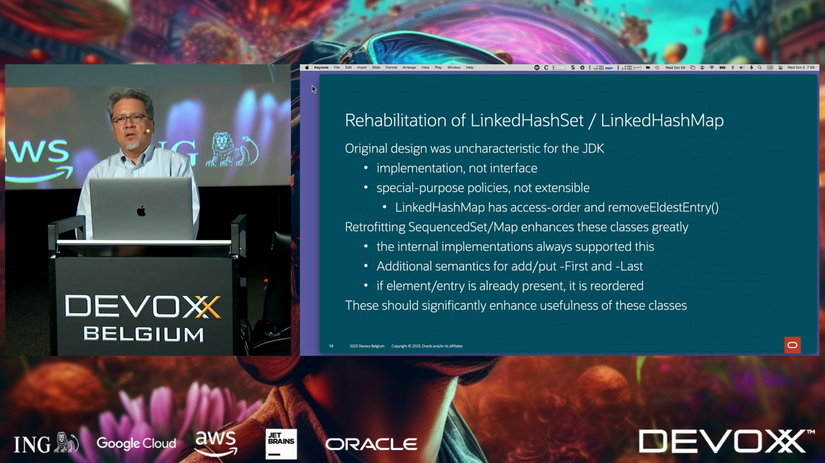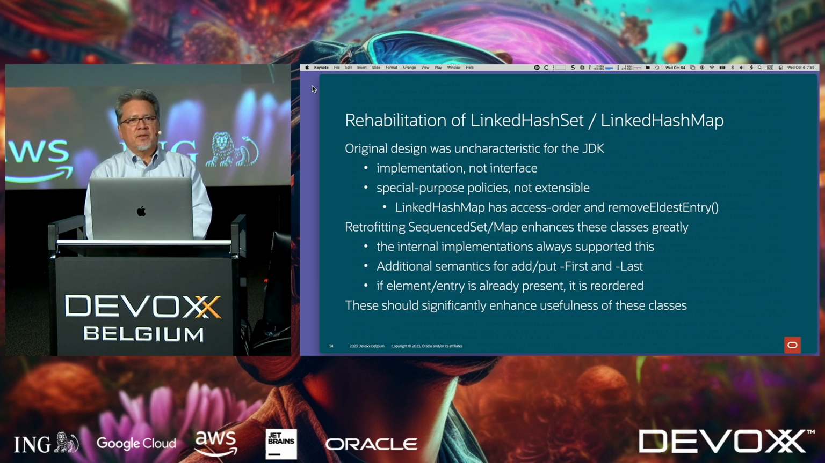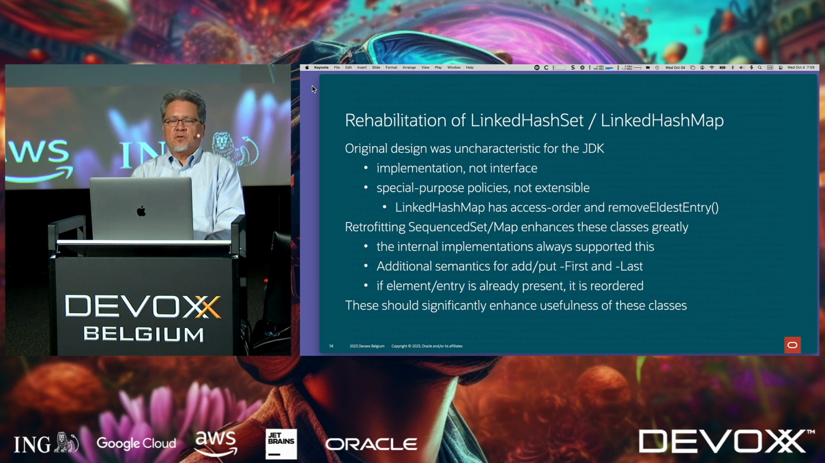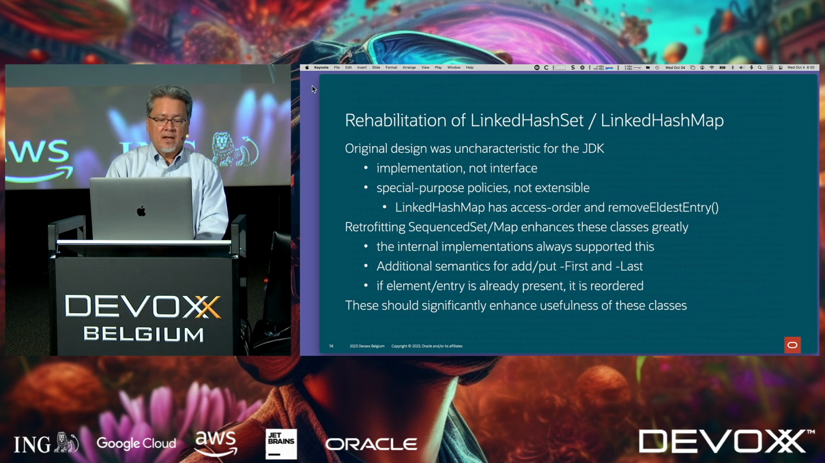And I think the first thing that people noticed was that these are just bare implementations, and they have some nice features that people want, but there's no corresponding interface in the collections framework. There's no interface that corresponds to linked hash set or linked hash map. And so I think sequenced collection and the sequenced set and sequenced map interfaces fulfill that now.